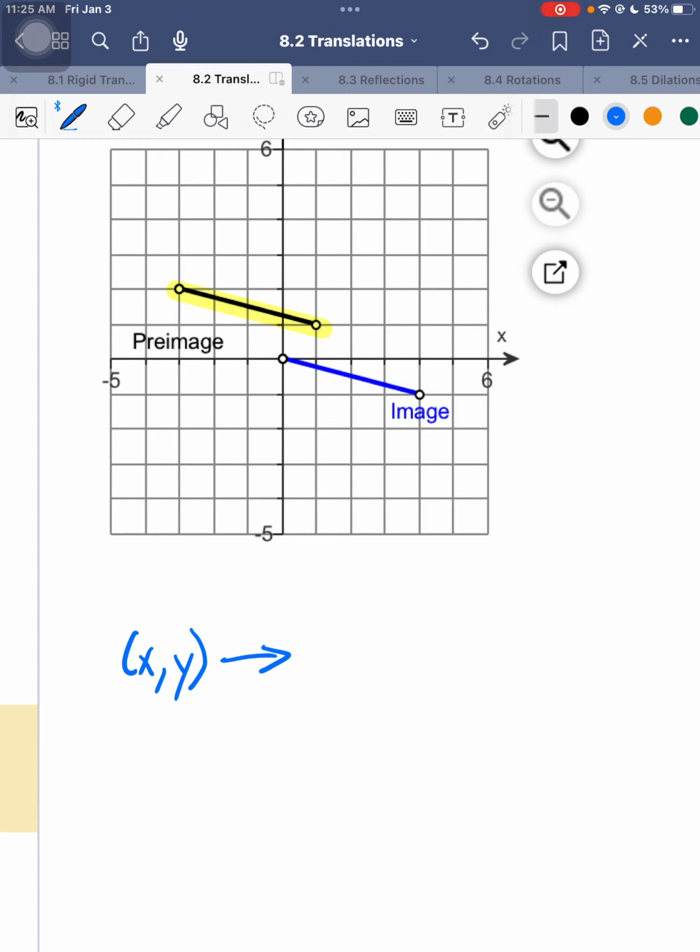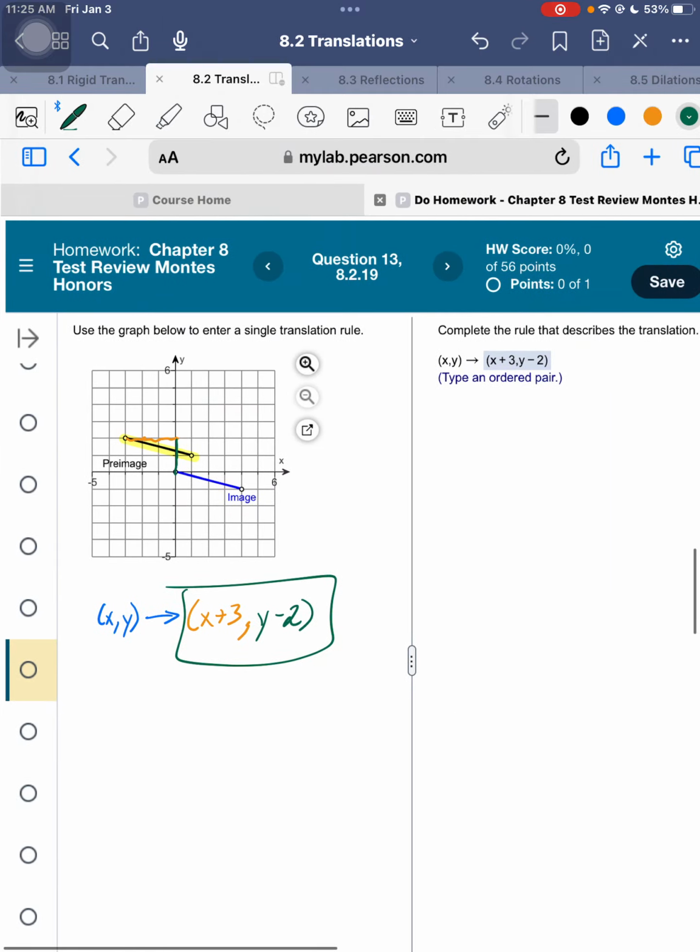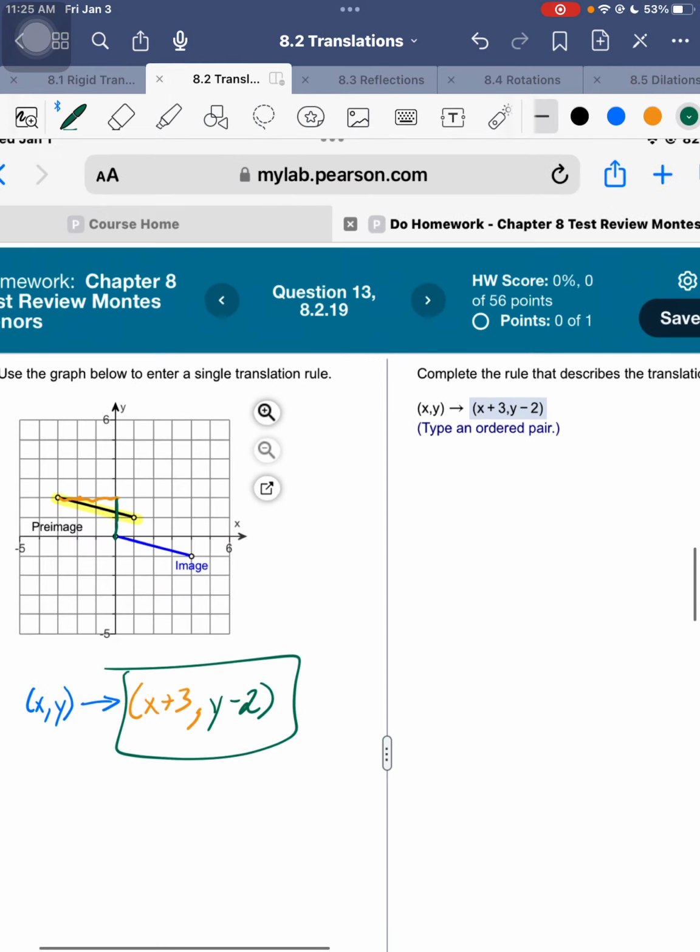Well, let's figure out our x first. What happened to my x? It went 1, 2, 3. It went 3 units to the right. So we're going to add 3. Now, my y, what happened to my y? It went down 1, down 2. So my y minus 2. So this should be my answer. Is it? Yep, right here: (x plus 3, y minus 2).